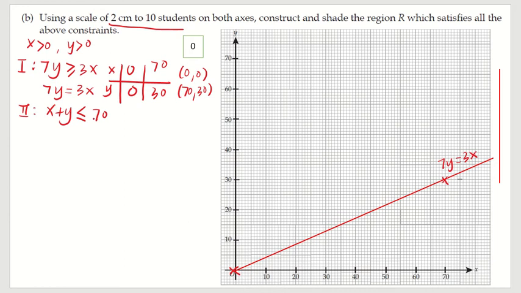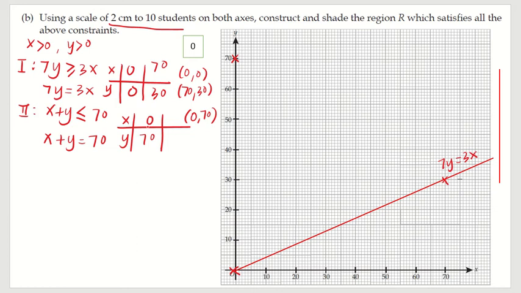S plus y, so we change it into the equation s plus y equal to 70. Then again draw the table. S equal to 0, y equal to 70. So your first coordinate is (0, 70). Then for another one, choose what?